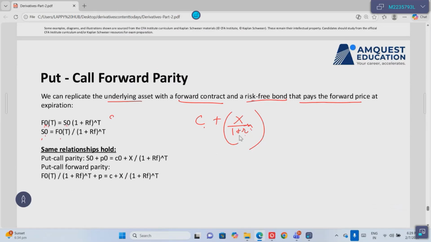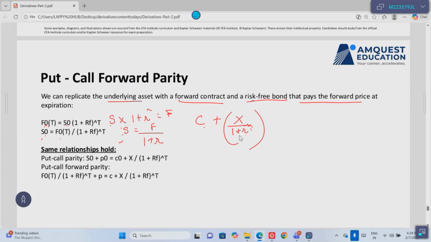We did this now. Stock into 1 plus R raised to n gives you forward, correct? Which also means stock is equal to forward discounted by 1 plus R. Right or wrong? Right? We learned this formula and therefore we learned this. So stock is multiplied to get forward, or stock is the discounted value of forward, correct?